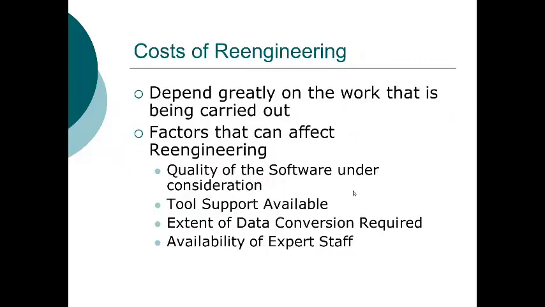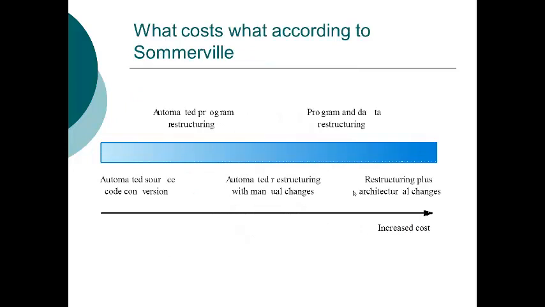So what are the costs of reengineering? Well, they depend greatly on the work that's being carried out. Factors that can affect reengineering costs are the quality of the software, what type of tool support you have available, the extent of the data conversion required, and the availability of expert staff. Again, here's another one of Sommerville's case study figures. He doesn't have any figures to support this, and it's his opinion, so take it with a grain of salt. You can see it on figure 9.12 on page 250.